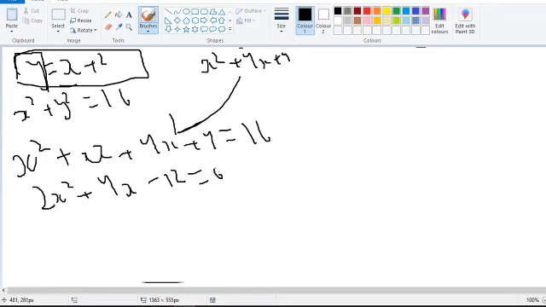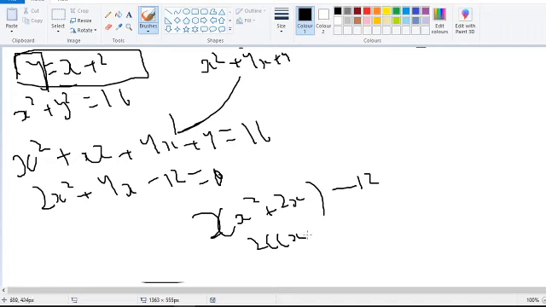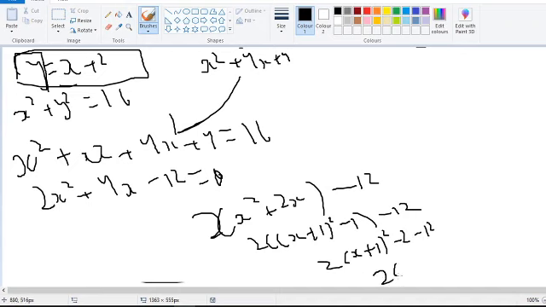So then you solve. Looking at this, I feel like we won't be able to factorise, so we shall complete the square. x squared plus 2x minus 12. So that is x plus 1 squared minus 1 minus 12. So that would be x plus 1 squared minus 13 equals 0.